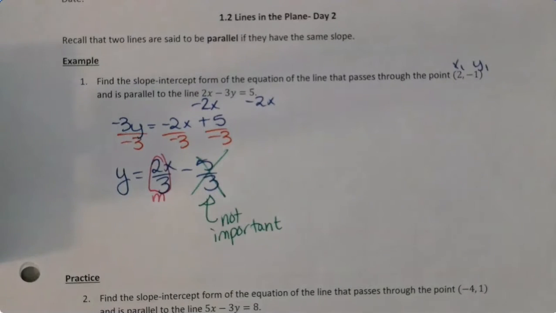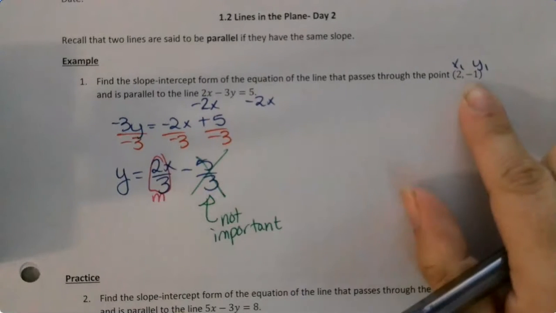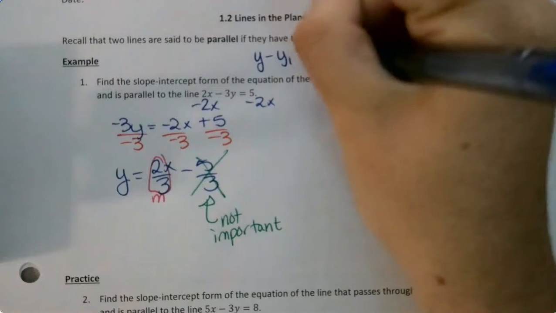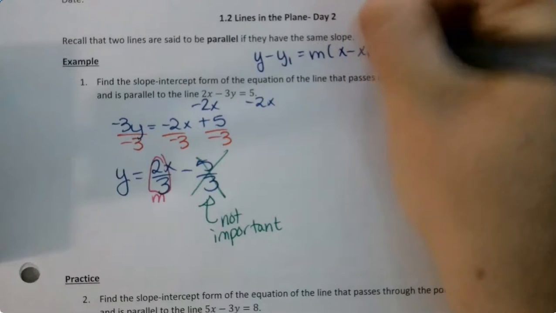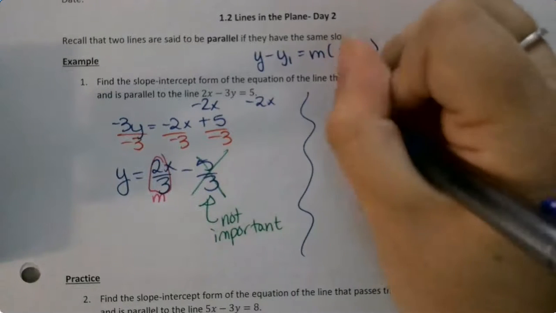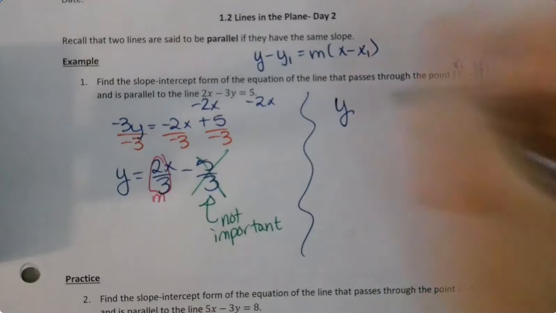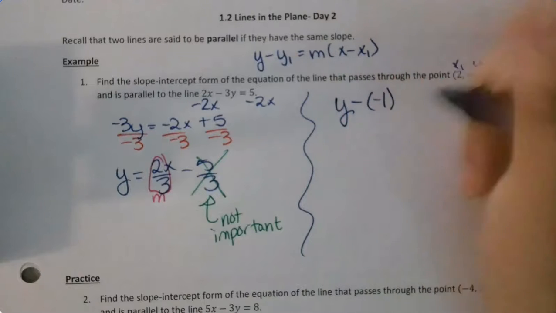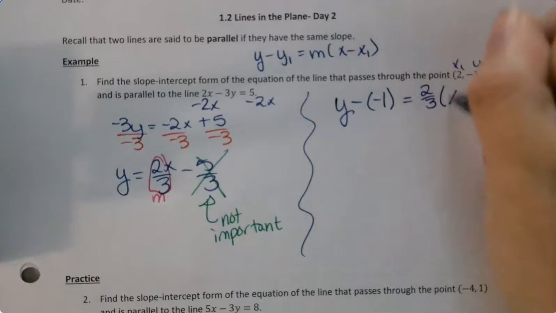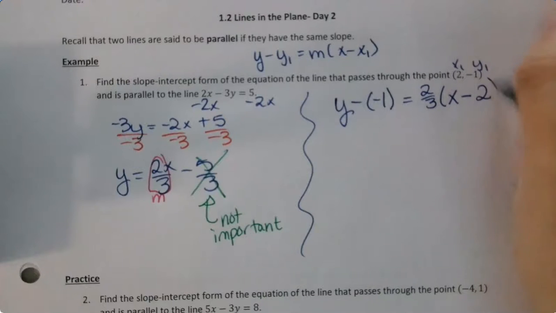Okay, so what I want to do, now that I have my m and my x1, y1, remember I'm going to use the y minus y1 equals m times x minus x1 formula. So I'm going to plug into that. Y stays y. Then I'm going to subtract -1. It equals 2/3 x minus 2.